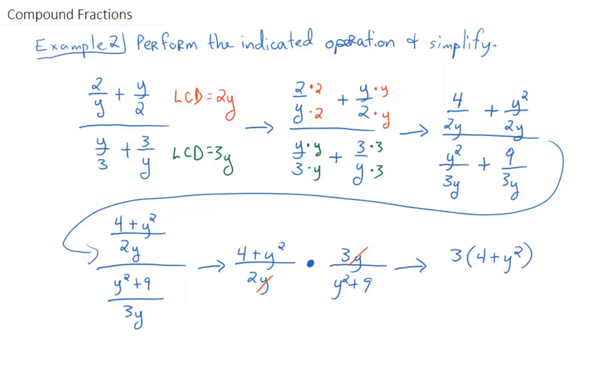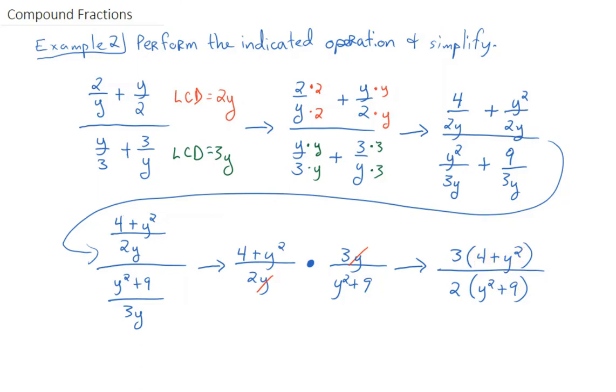and I just brought the 3 out front because that's the normal way of doing things. And then in the denominator we have 2 times the quantity y squared plus 9. And that's as pretty as that is going to get. Some people might want to rewrite this factor in descending order. And if you want to, that would be fine. There would be nothing wrong with that. I just don't find it highly necessary.